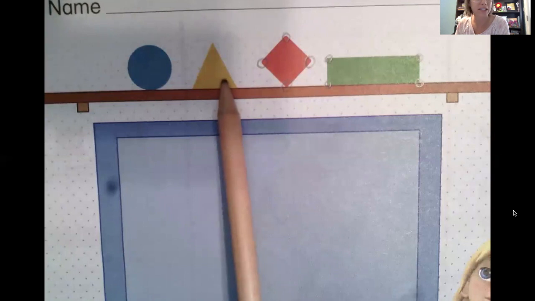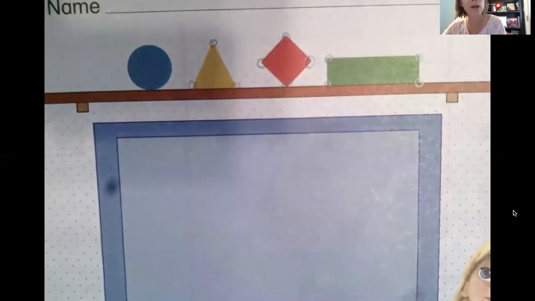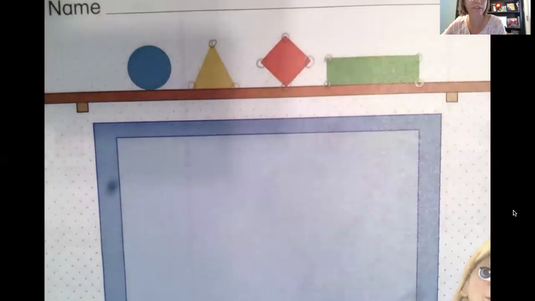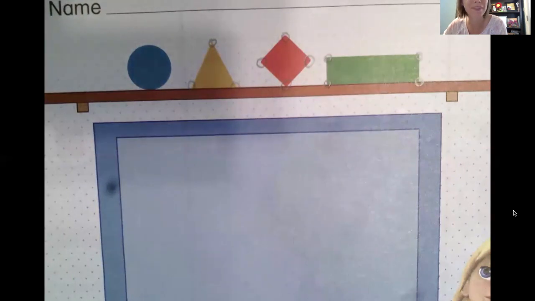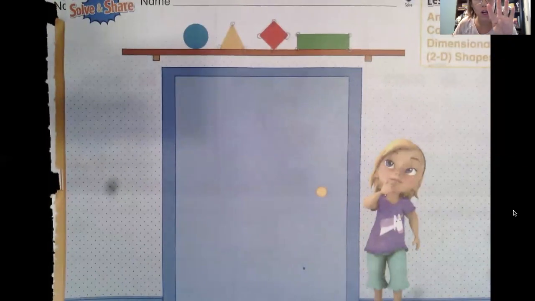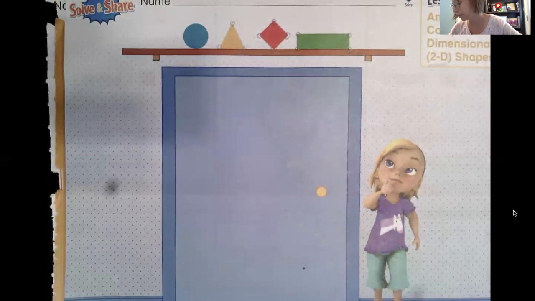How many vertices does a triangle have? You count. 3. And how many vertices does the circle have? Oh, I can't find any corners. That's because a circle has no vertices. Okay, so the mystery shape behind the door has 4 vertices. That tells me that I know 2 of them that it might be and 2 of them that it won't be. And it has 4 equal sides.